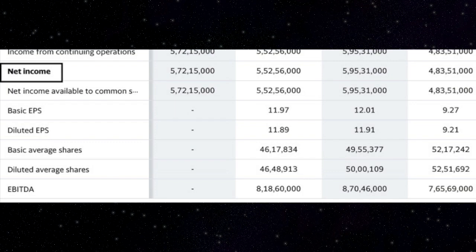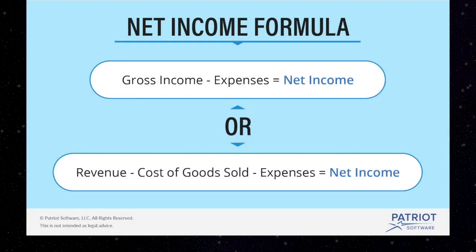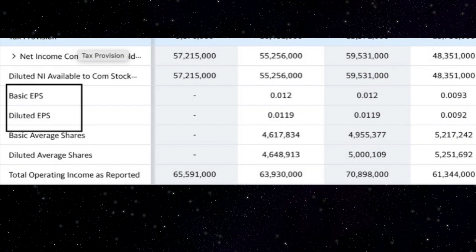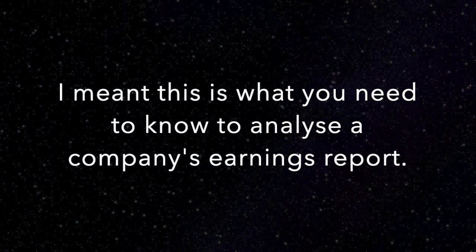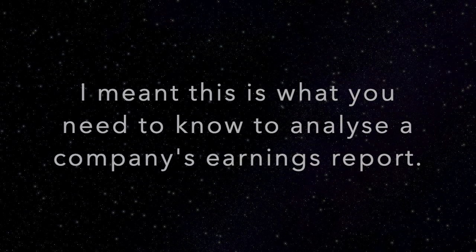And now we come to a section called earnings per share. This is the net income divided by the number of shares, and that's how we get earnings per share. There are other things such as basic earnings per share and diluted earnings per share, but that will be explained in another video. For now, I think you've all gotten the basics of what's in an income statement, and this is what you really need to know on how to analyze a company's financials.